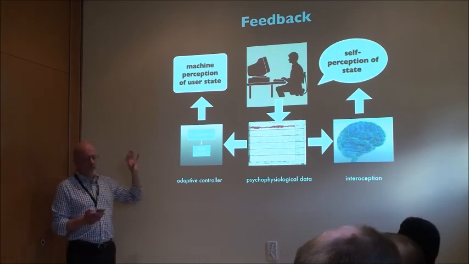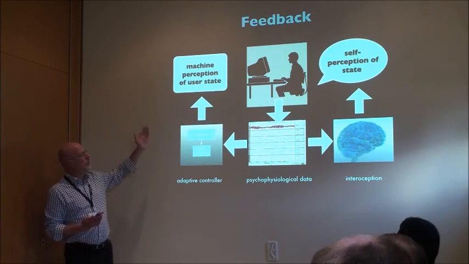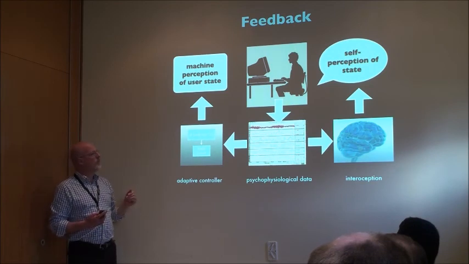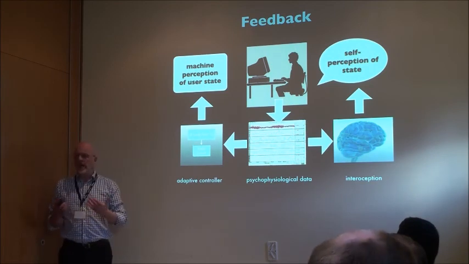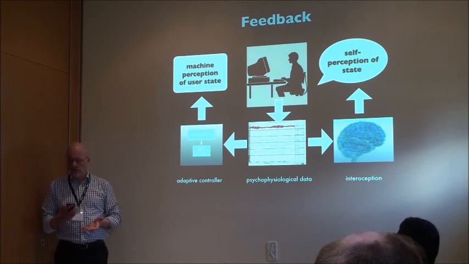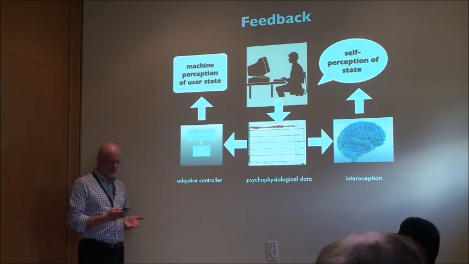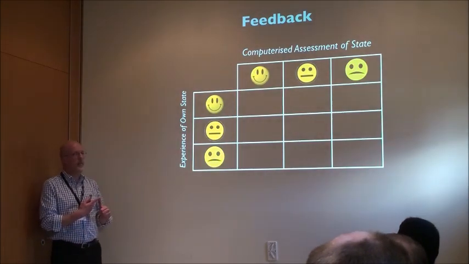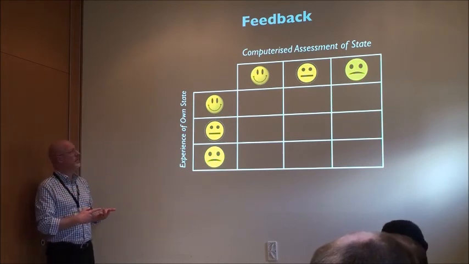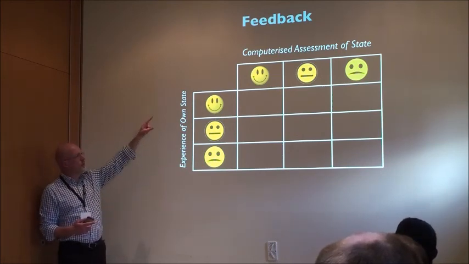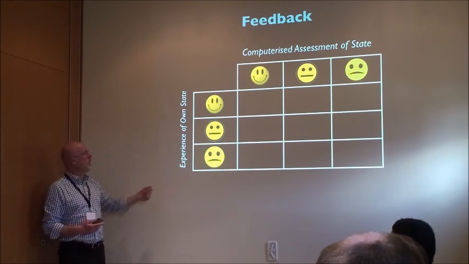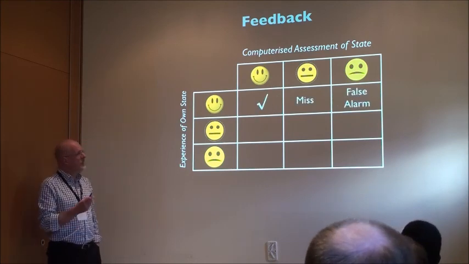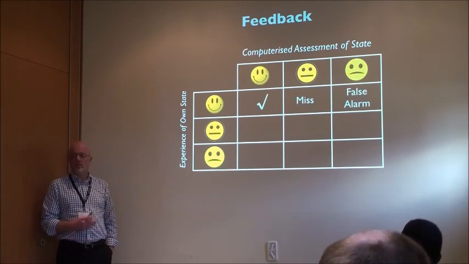So the problem, if you're designing an interface, is how to develop a biocybernetic loop which gives feedback to the person, but appears to be accurate and earns the trust of the person. And this can be quite challenging. If you think about it, imagine we have a system that detects 3 states from a person, whether they are happy, whether they are neutral, or whether they are sad. So we have the computerized assessment of the state that the system makes, and we have the user's own experience of their own state. Now, if the system says they're happy and they feel happy, then that is okay.